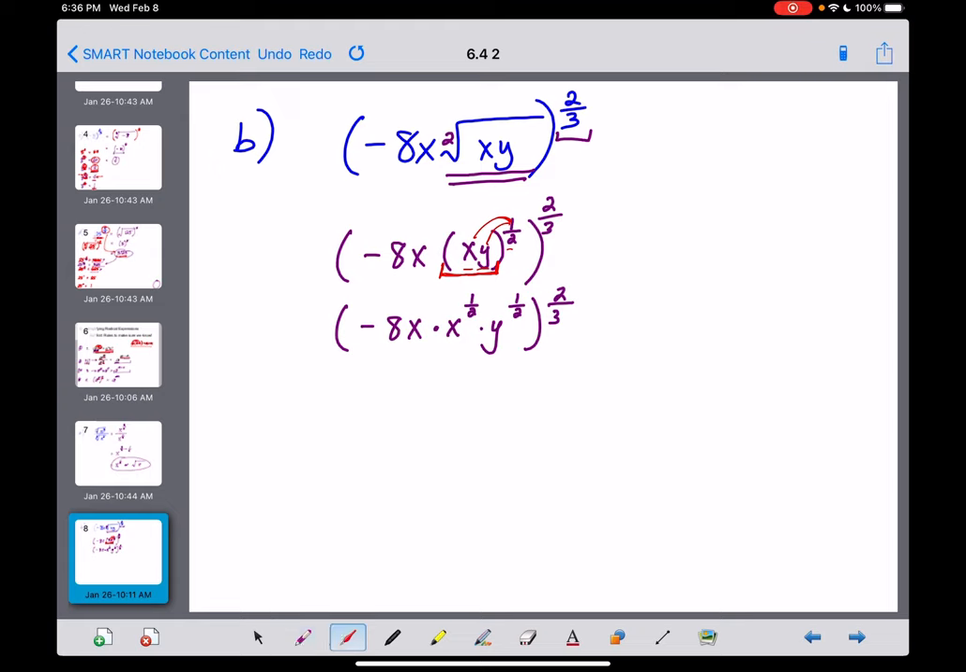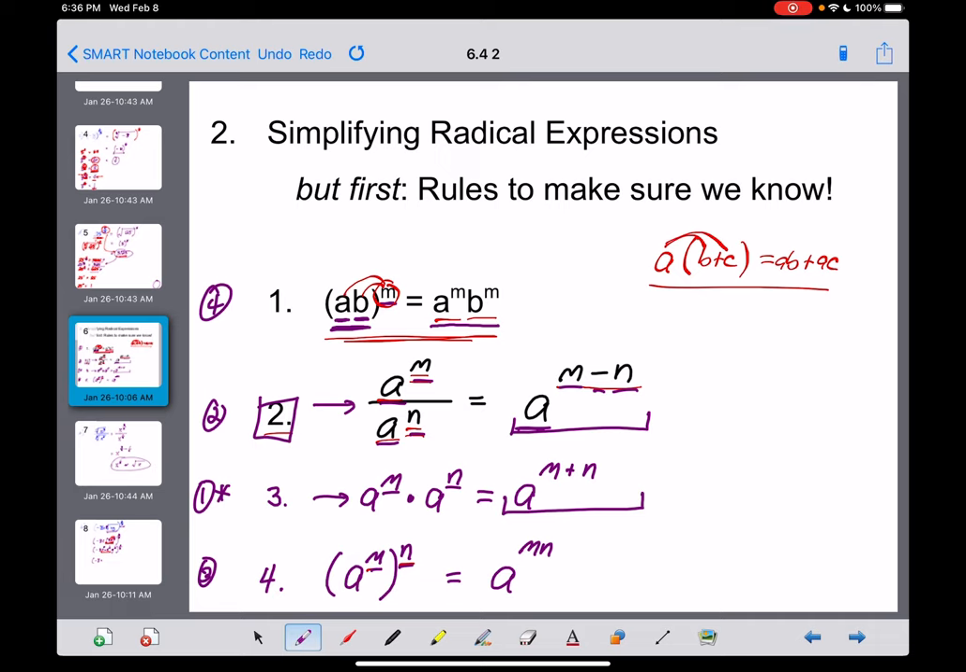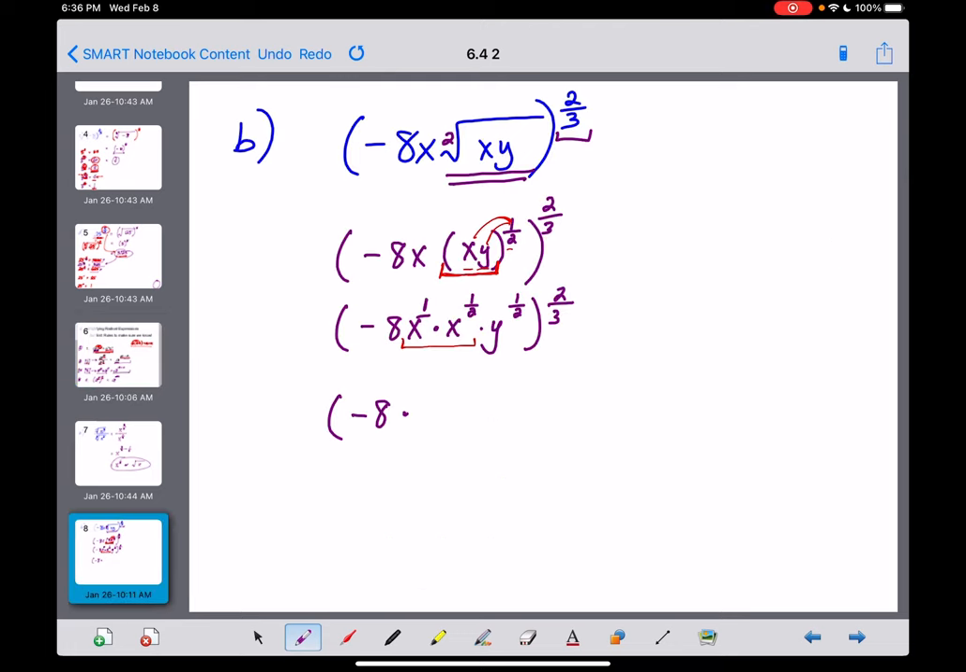And there's a little bit more we can do inside the monomial base right here. Negative 8 times, what do we have here, guys? X, which is actually x to the 1st power, multiplied by x to the 1/2. So now I would talk about property number 3 here. When you're multiplying monomials, add their exponents together. So 1 and 1/2 is going to be 1.5, or 3/2 is probably the better way to do that. X to the 3/2 and then y to the 1/2. And all of that is going to the 2/3 power.